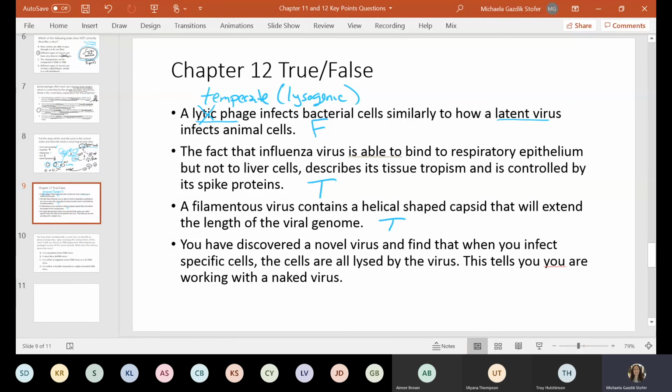Now the last one here is: you've discovered a novel virus and find that when you infect specific cells, the cells are lysed by the virus. This tells you you're working with a naked virus. This is what we were just talking about. This just shows you one of the ways that I can ask those types of questions. And so that's a true statement. If you're seeing that the cell is being lysed, we know we're working with naked viruses.